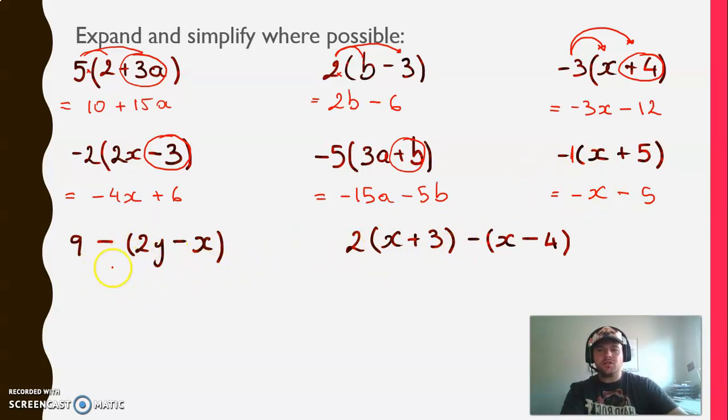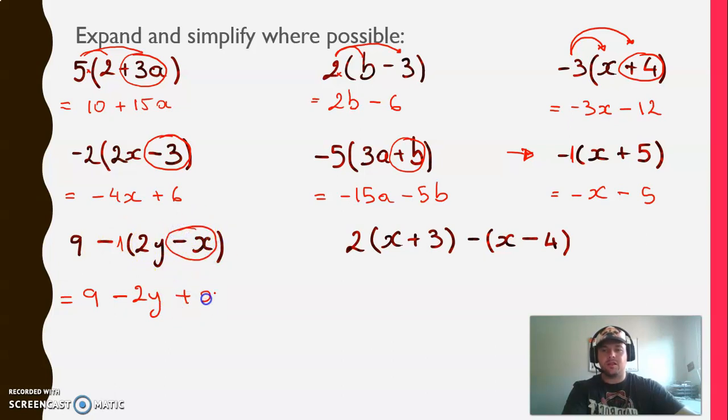Okay. So how do we do this one? How do we tackle this particular example? Well, you always start from the left-hand side. You can't do anything here with this 9, so you're just going to copy it down. Now ignore this line and just think of this as minus 1 times a bracket. So you have to apply the same rule as you've used in this example over here. Minus 1 times 2y is negative 2y. Then minus 1 times minus x is positive x.